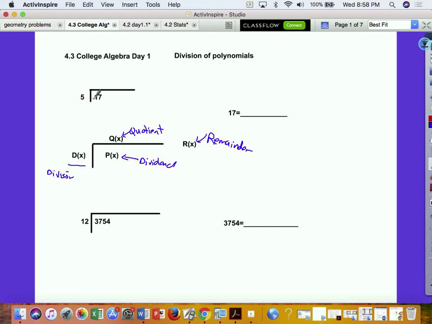So 17 divided by 5 is 3. You multiply the 3 times the 5, and that's 15, and then we subtract to find our remainder. So it would be 2.